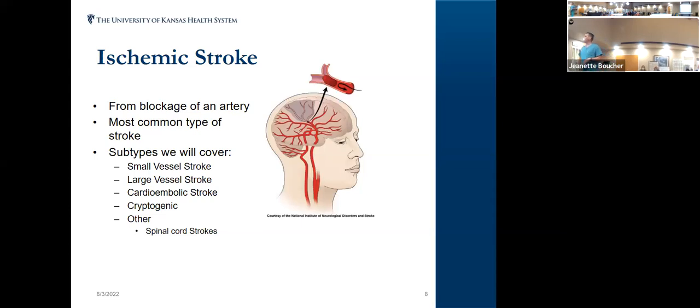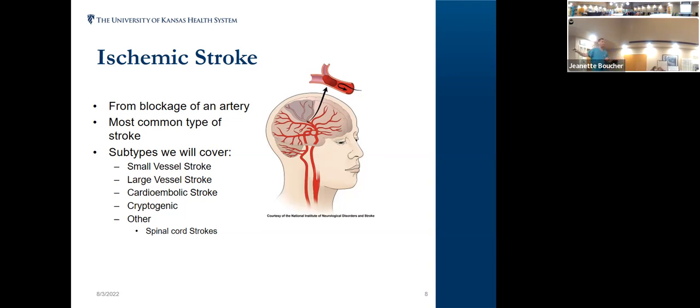So the ischemic strokes, there are different types of ischemic strokes. And really, when we look at that, we're trying to figure out what's the cause of the stroke. The different types of stroke indicate more or less what causes the stroke. So the first one is a small vessel stroke. Then we have large vessel strokes. We have cardioembolic strokes, or clots that come from the heart.